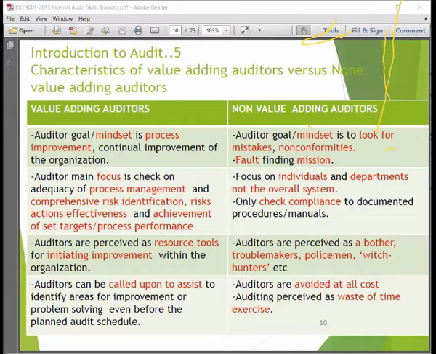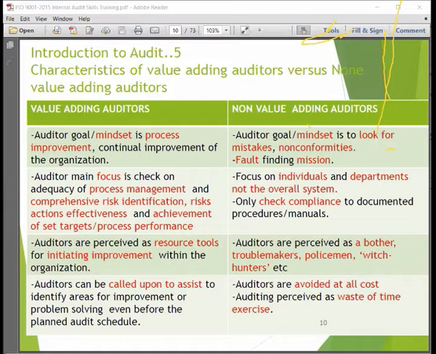The next one is for value adding auditors. The main focus is to check on adequacy of process management and comprehensive risk identification, risk actions effectiveness, and achievement of set targets, process performance. So this auditor is looking at the bigger picture. The process, how is it well managed? Is the risk comprehensively identified? Like from the case study, you want also to go and see what could have been missing here.